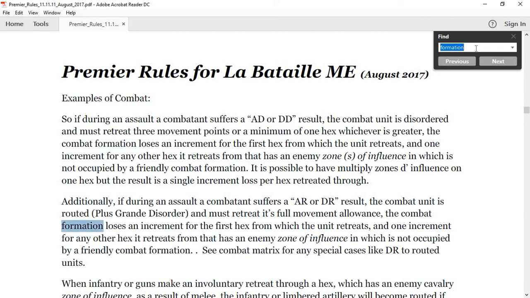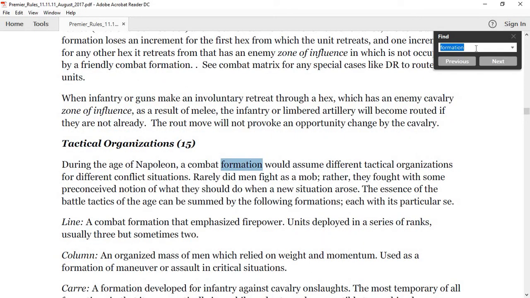So examples of combat tactical organizations. During the age of Napoleon, a combat formation would assume different tactical organizations. This is labeled section 15, tactical organizations. This is the same as what is also referred to as simply a formation. So again, during the age of Napoleon, a combat formation would assume different tactical formations for different conflict situations.